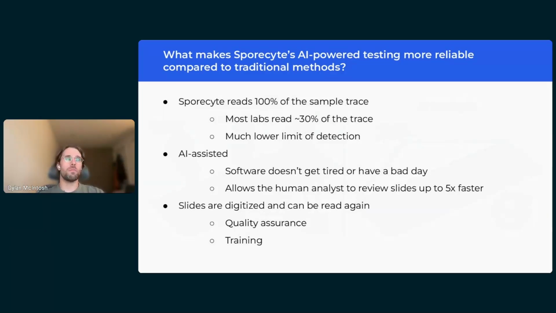Now it's not all computer. There is a human analyst that reviews the slides, but the AI assisted means it's very repeatable. The AI doesn't get tired or have a bad day, and allows our human analysts to analyze slides up to 5 times faster and in a more comfortable way.